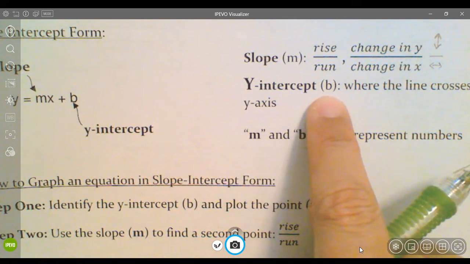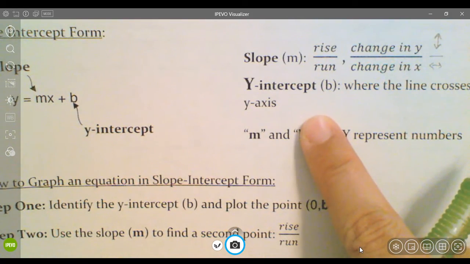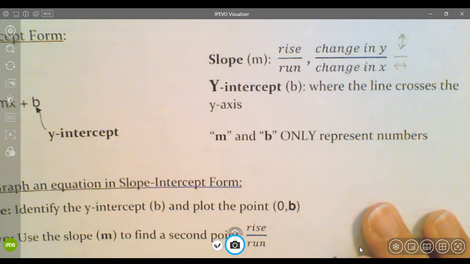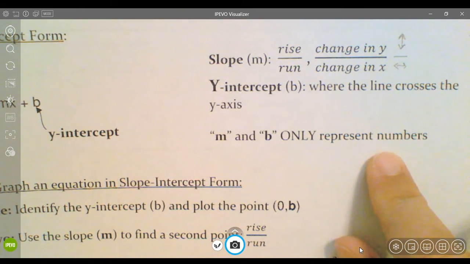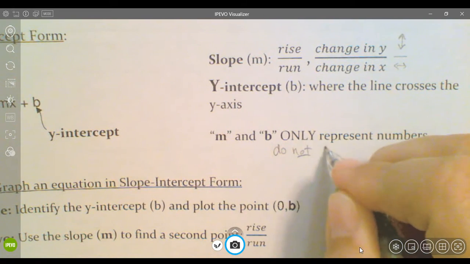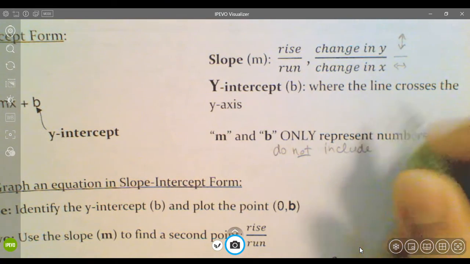So the y-intercept, b, is where you cross the y-axis. Let's put that there, okay? Remember, m and b are only numbers. You do not include x when you talk about the slope.